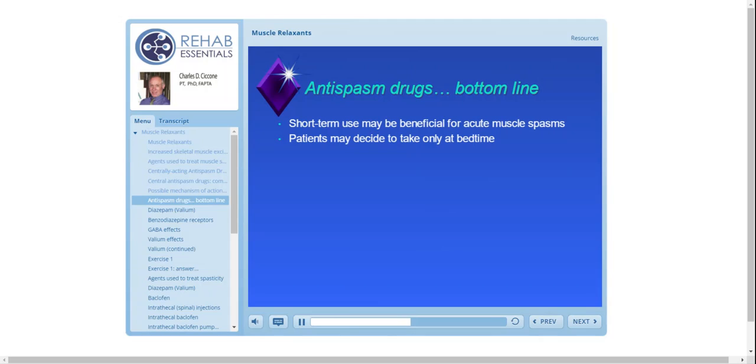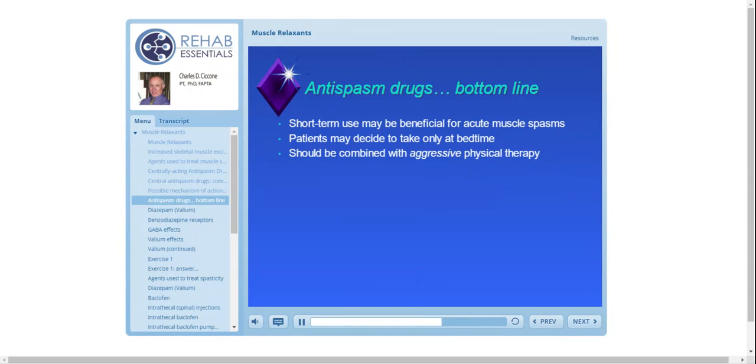Maybe the muscle will relax as they're sleeping and cause perfusion of the muscle to wash out any metabolic buildup, and maybe decrease any kind of pain-spasm cycle that may be occurring. But again, it's uncanny how many patients independently decide to do this, even if they're not told to do this.